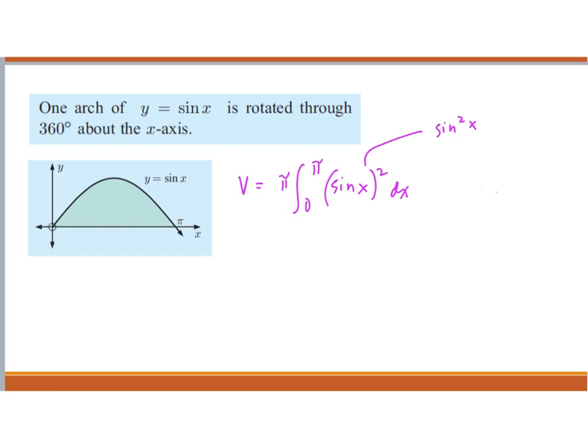So again, this is a function that could easily be done by hand. We found the integral of this function before. Now, whether you evaluate this by hand or you use your calculator, if you evaluate this by hand, you will get pi squared over 2 units cubed. Or if you use your calculator, this will give you about 4.93 units cubed.